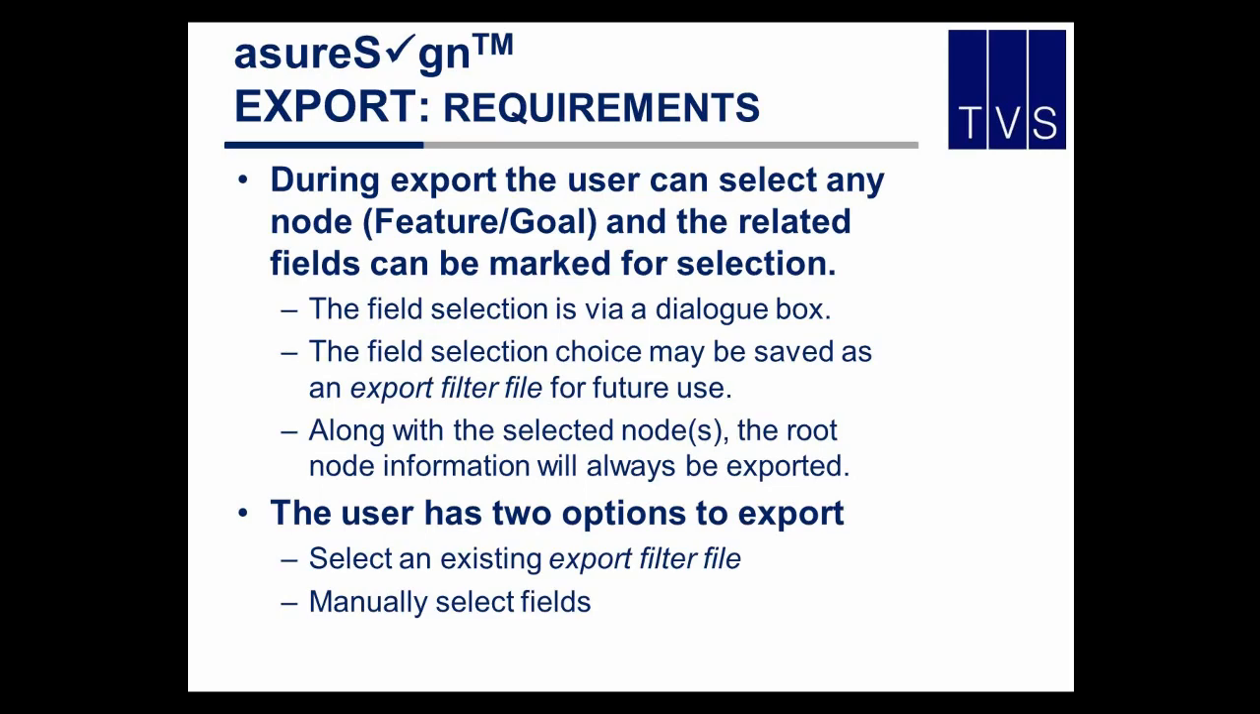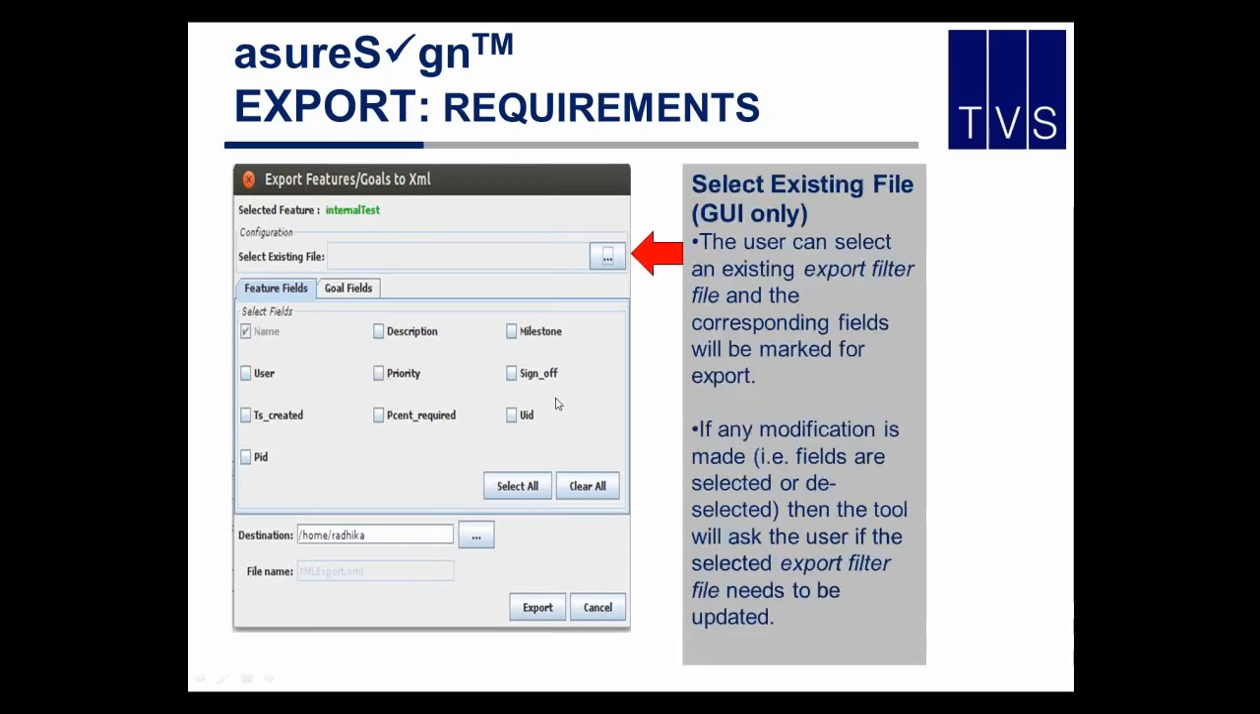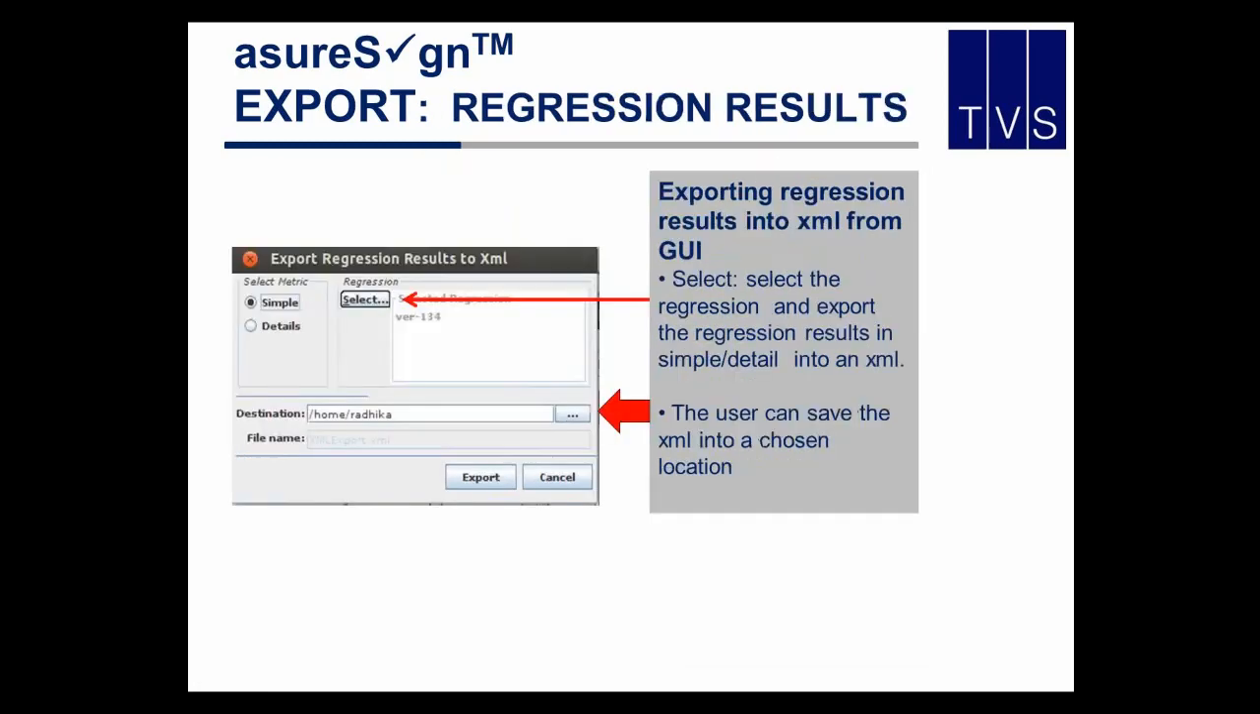You've got two options to export. You can either reuse this export filter file, or you can manually select fields. So the user can manually select the fields and data. When exporting, you can use the export filter file. You might also then update a couple of pieces of information, which you can then save over the top or specify as another filter file. This is where you select an existing one. And if a modification is made to that existing one, then the tool is going to ask the user whether you want it to update the existing file or whether you need to rename it.